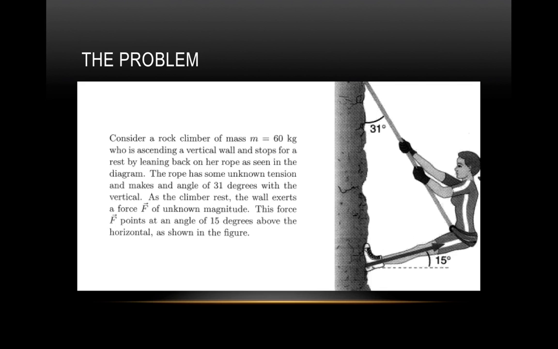The rope has an unknown tension and makes an angle of 31 degrees with the vertical. As the climber rests, the wall exerts a force of unknown magnitude, and this force points at an angle of 15 degrees above the horizontal.